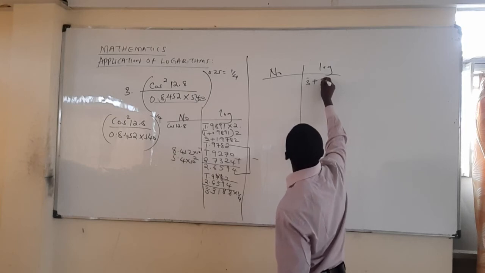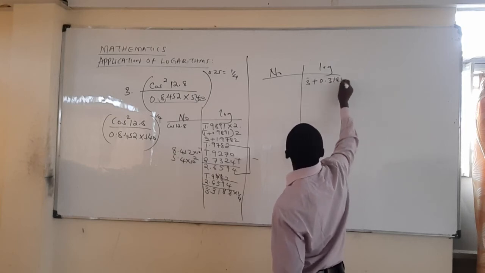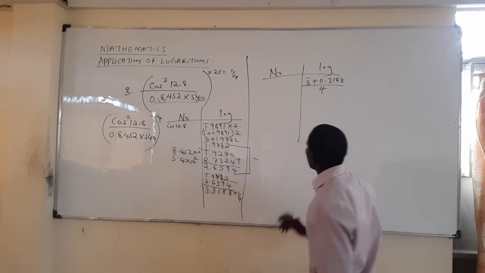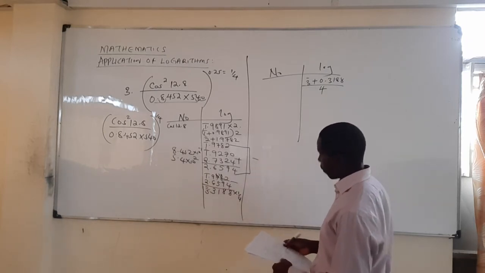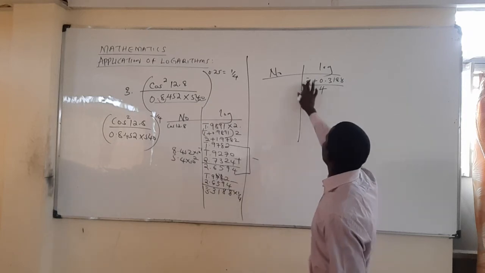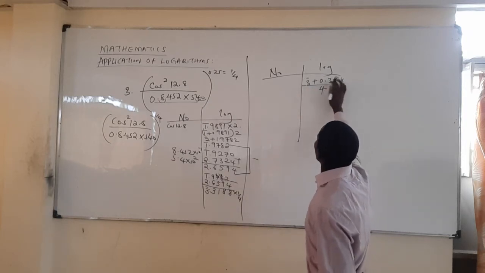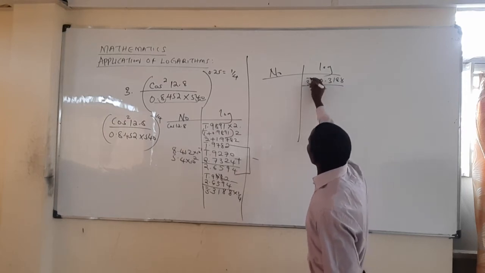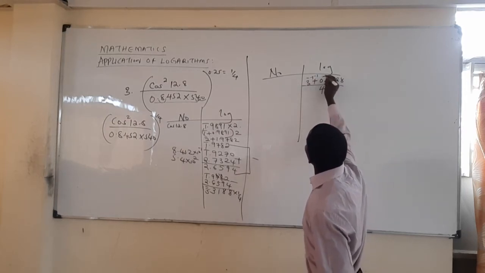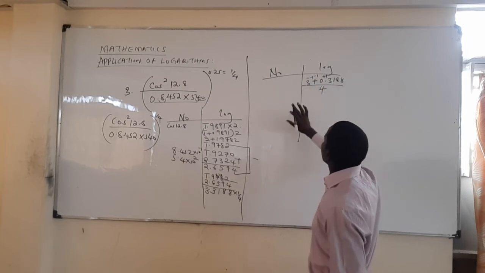plus 0.3188 divided by 4. Then we make this number divisible by 4. We are going to add minus 1, then you add plus 1 on the other side, so this can be minus 4. So we add minus 1 there, and then you add plus 1 on the other side so that you don't change the question.